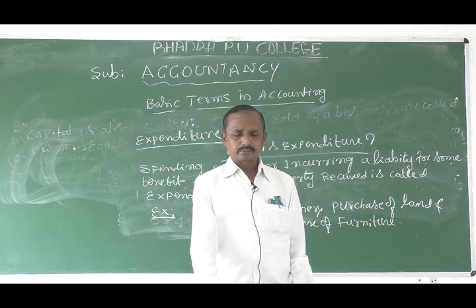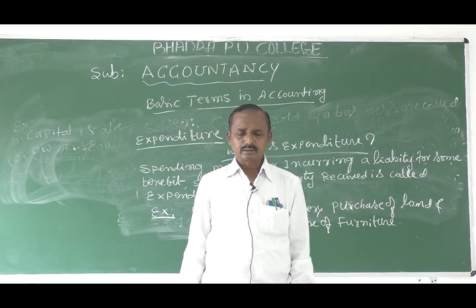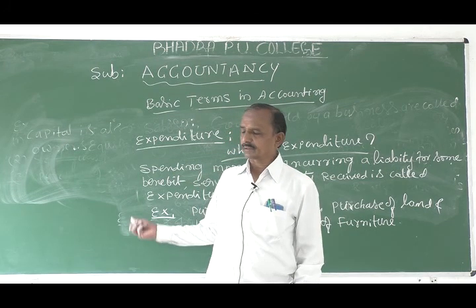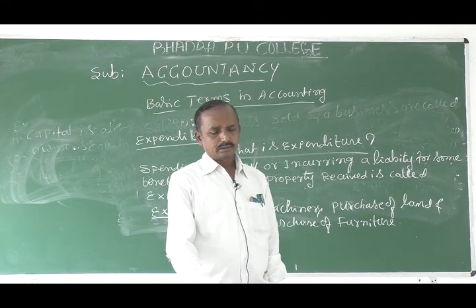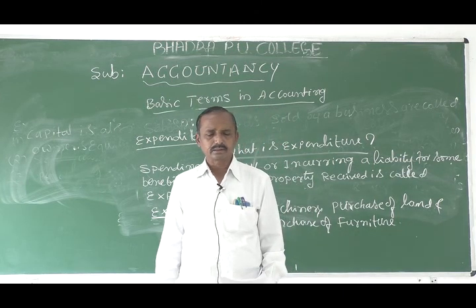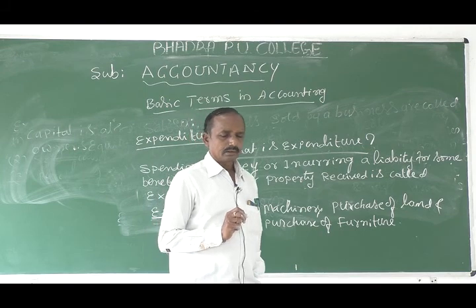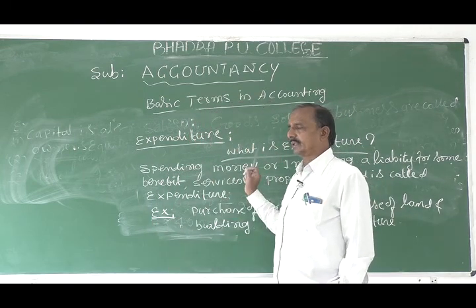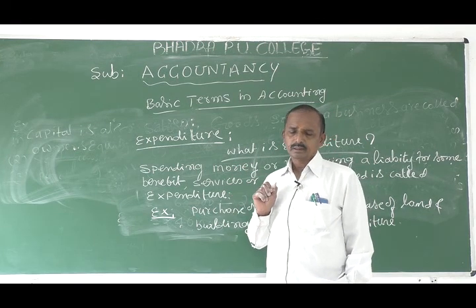On the other hand, if the benefit of expenditure lasts more than 1 year, it is treated as an asset, such as purchase of machinery, furniture, etc. If the benefit of expenditure is exhausted within a year, it is treated as an expense.